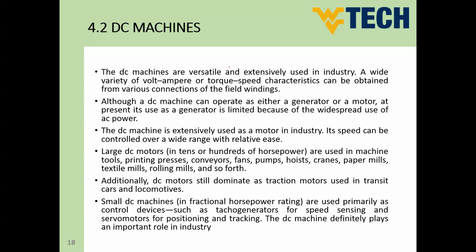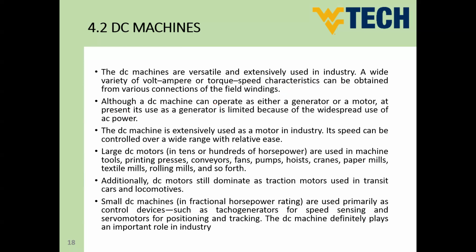So we do prefer to have DC machines in these types of applications. The DC machines are versatile and extensively used in industry. A wide variety of volt-ampere and torque-speed characteristics can be obtained from various connections of the field windings. We will have what's called separately excited, shunt winding, and series winding. This is nothing but the connection between field winding and armature windings.